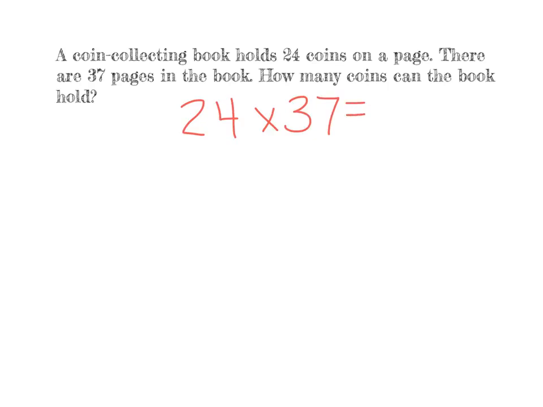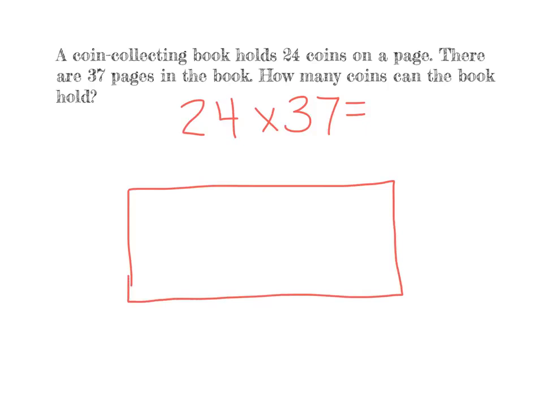So let me show you how you would solve this problem using the area model. My first step when I do my area model is drawing my rectangle. Now, I am going to write my multiplication equation on my area model. Remember, the first number always goes on the vertical line. So 24 always goes on that vertical line.